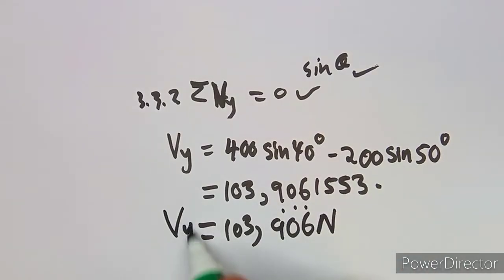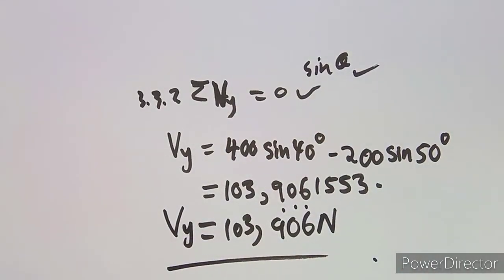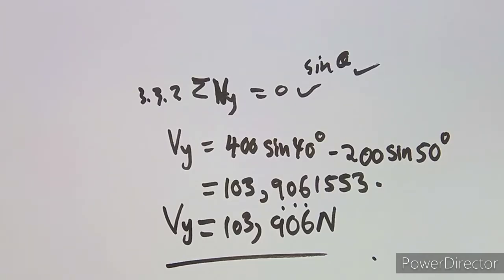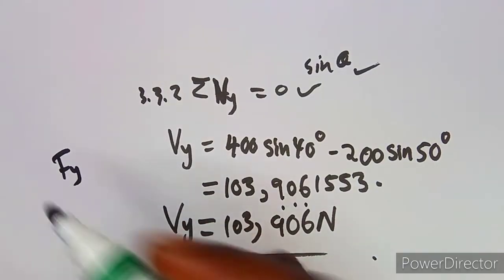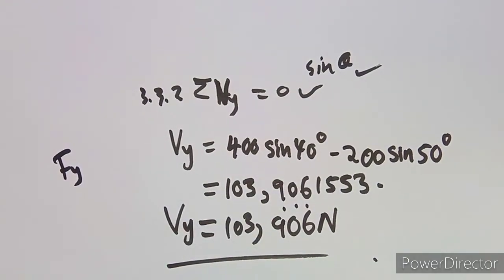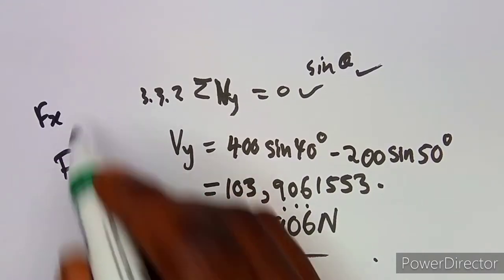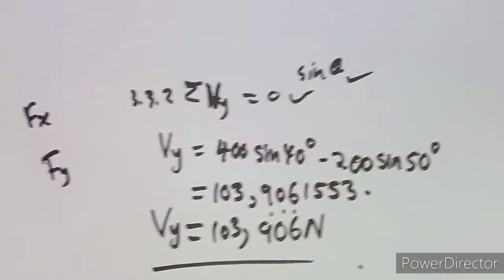So this one is a positive. That is going to be the vertical component in this case. So it's just Vy like that, or someone can write it as Fy. It's still one and the same thing. If it is a horizontal, you write it as Fx, still one and the same thing again. All right, so you have the horizontal component and the vertical component.